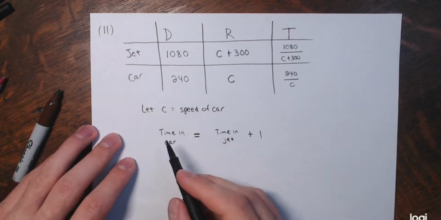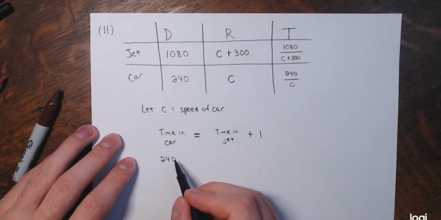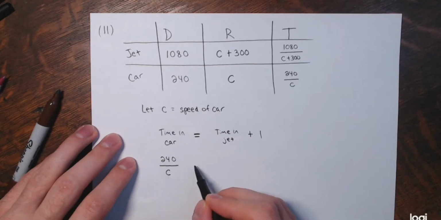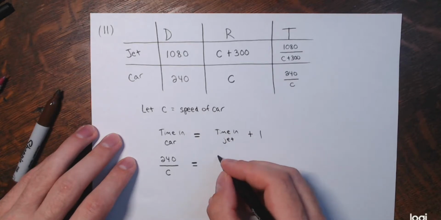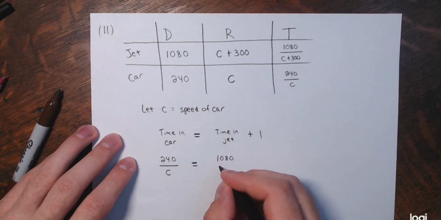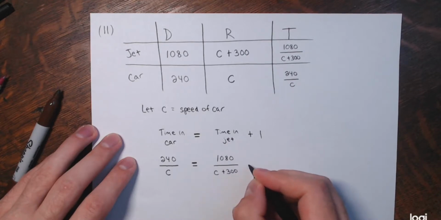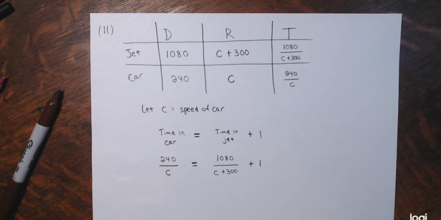So time in the car, right, that's 240 divided by C. The time equals, right, takes the time in the jet plus 1. Time in the jet, 1,080 divided by C plus 300, and then plus 1. Now I'm solving this equation.